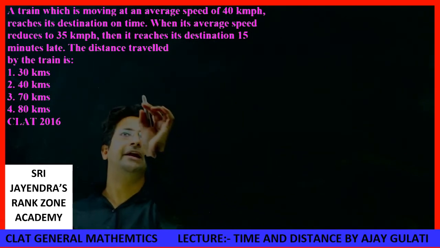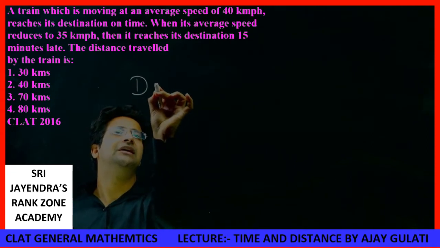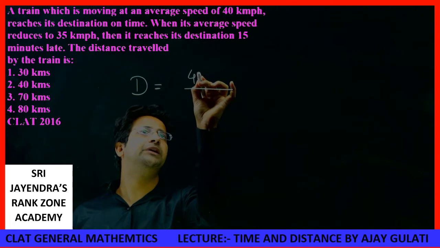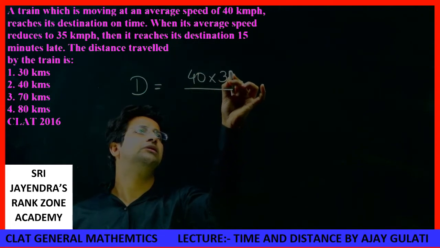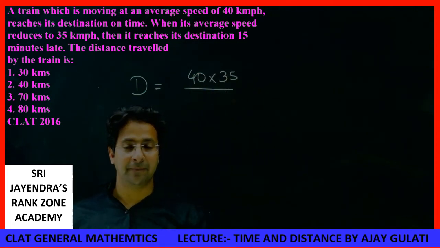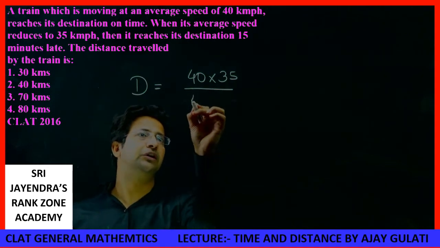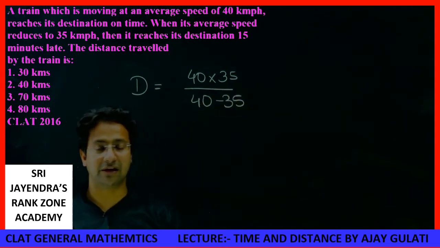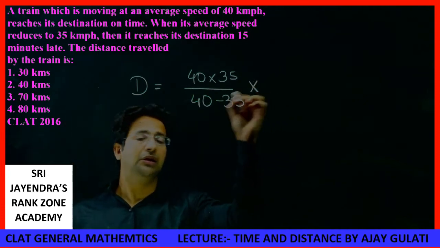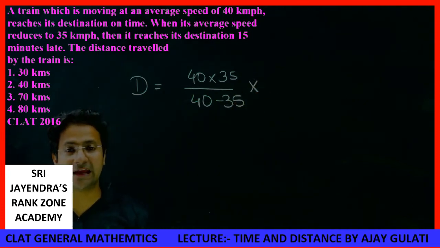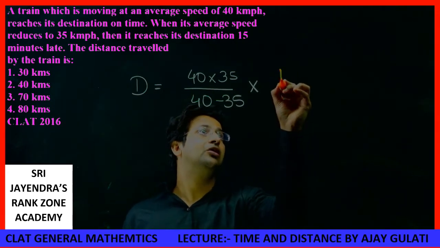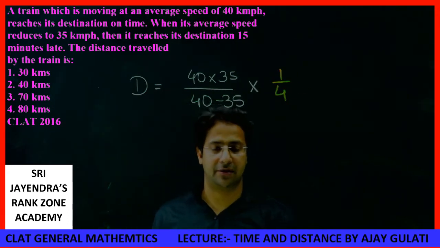How will I do this question? By directly using the formula. What is the distance? Distance is equal to the product of two speeds, 40 into 35, divided by the difference of speeds, 40 minus 35, into the time difference. What is the time difference? 15 minutes, or I can say 1 by 4 hour.